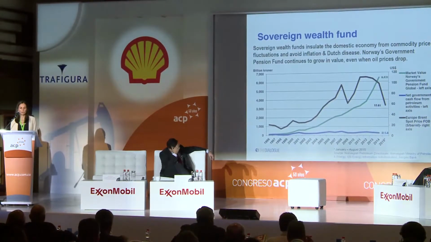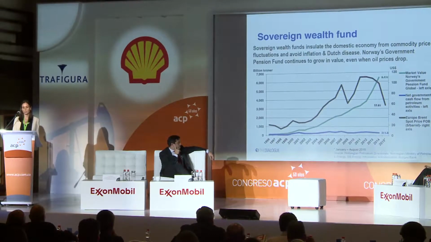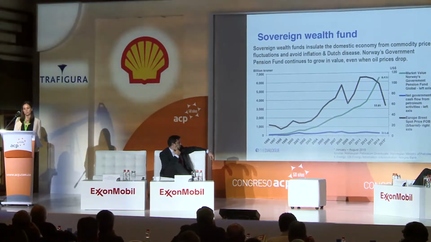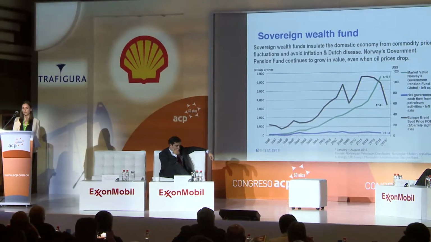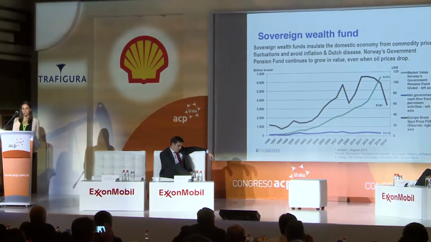And what this chart shows is that even when oil prices are low and when government revenue from petroleum activities is relatively low, their government pension fund still continues to grow exponentially. So by investing government revenues, the fund saves for future generations, and it prepares for depletion of oil revenue, because the North Sea is seeing depletion of reserves, so they're preparing for future generations.